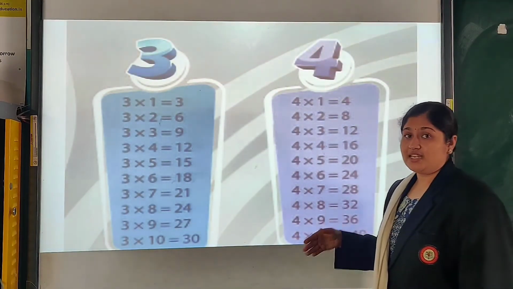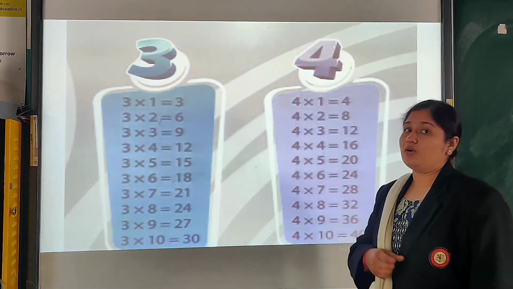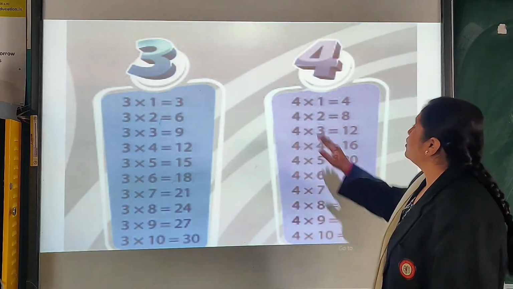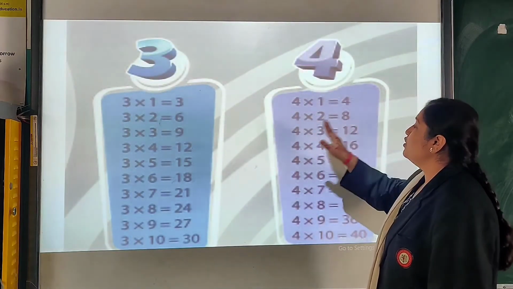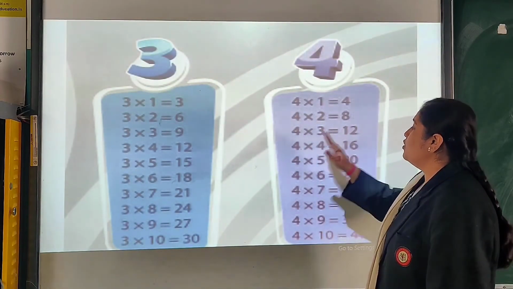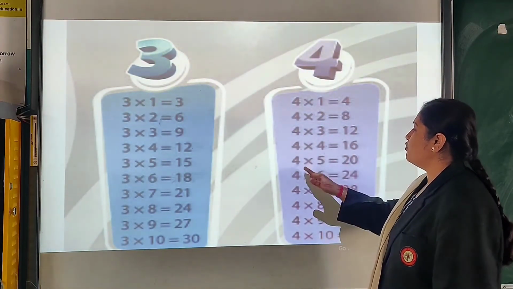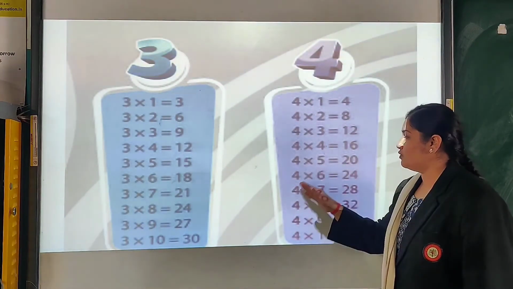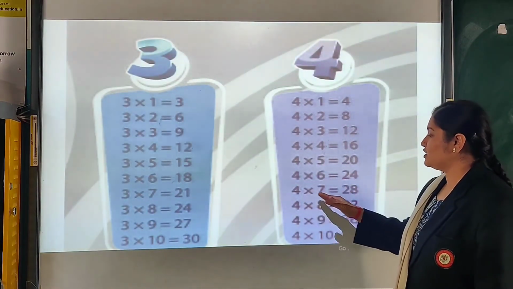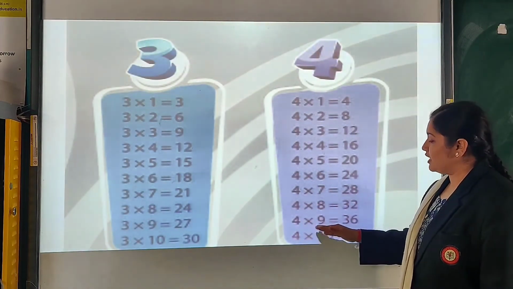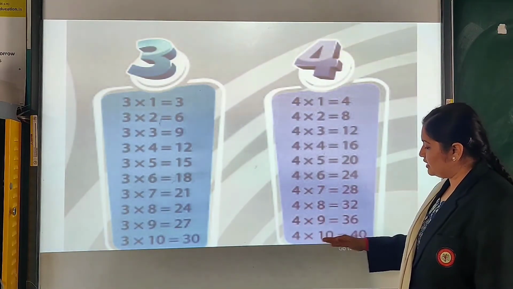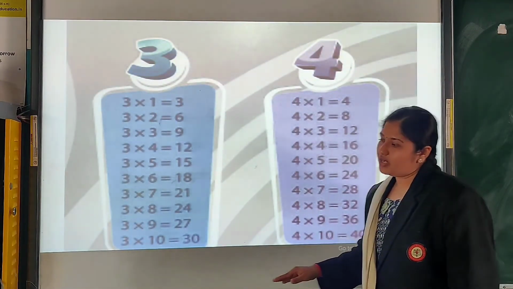Okay, once again, yes, you have to read out along with me. Okay, 4 ones are 4, 4 twos are 8, 4 threes are 12, 4 fours are 16, 4 fives are 20, 4 sixes are 24, 4 sevens are 28, 4 eights are 32, 4 nines are 36, 4 tens are 40. Right, my dear students?